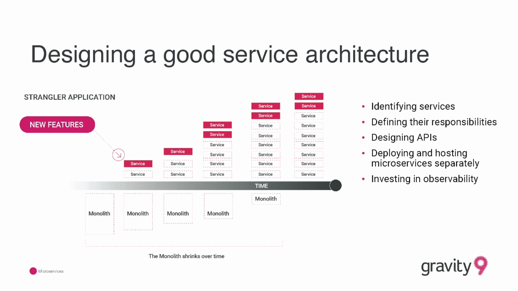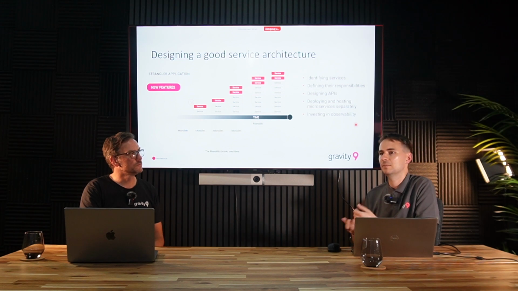Deploy and host microservices separately. Try to plan for separate deployment and hosting of each microservice to ensure they can be independently scaled and managed. And of course, invest in observability. Set up good monitoring and logging for each service to track performance and troubleshoot issues. So you will be able to connect logs from different services.